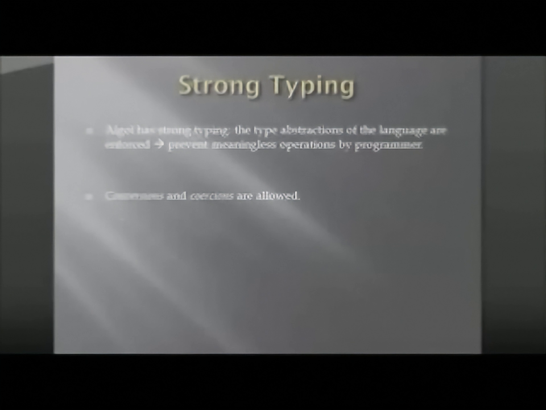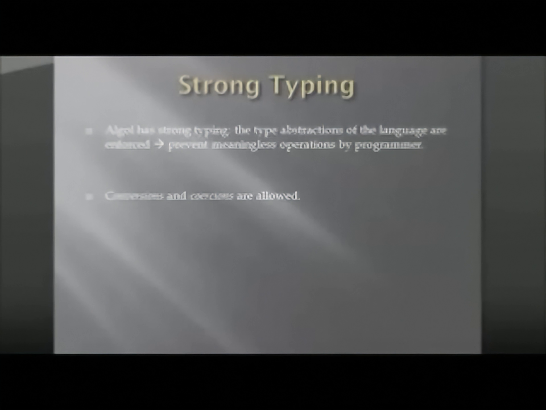Strong typing. There are two types in Algol: strong typing and weak typing. Algol supports strong typing. What is strong typing? Strong typing is very important when considering language design, as it helps eliminate errors before runtime.